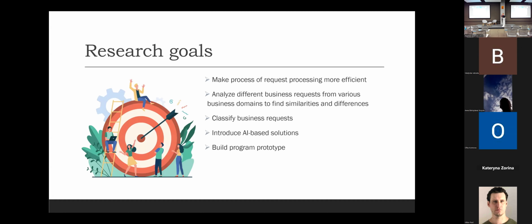So let's start from our research goals. Our main goal was to make processing business requests more efficient using AI technologies. For this, we needed to analyze different business requests from various domains, and based on this analysis, we needed to classify business requests, and after that, introduce some AI-based solutions, and based on those solutions, we were going to need to build a program prototype to test them.